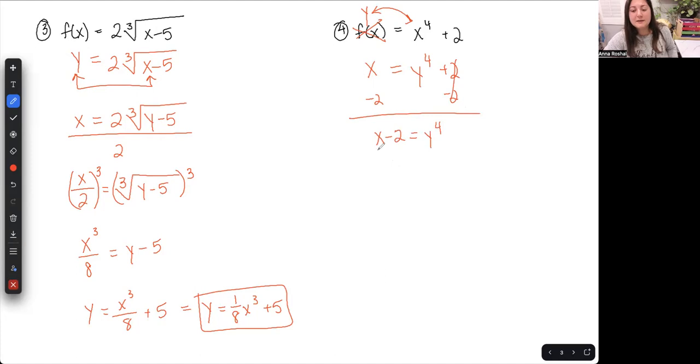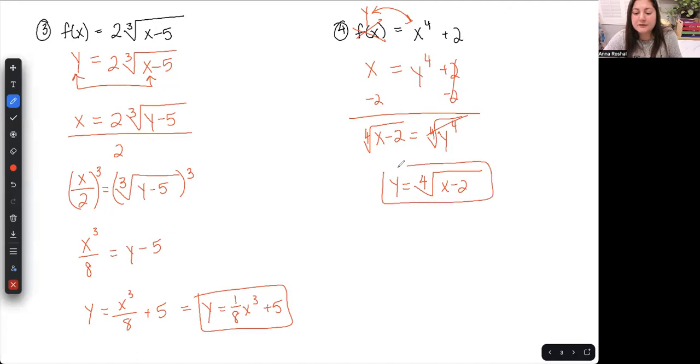Now, I need to eliminate this y to the fourth somehow. And again, the only way that I know how is to fourth root it. So when I have the fourth root of y to the fourth, those guys pretty much cancel, and I'm left with just y. And then I have y is the fourth root of x minus 2.